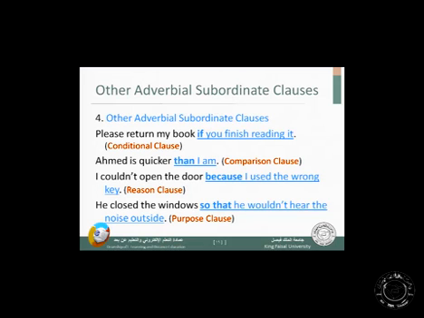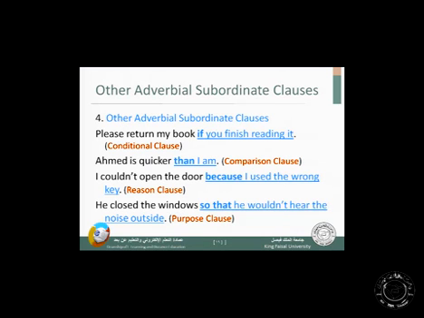The next example: I couldn't open the door because I used the wrong key. "Because I used the wrong key" is called a reason clause. It is subordinate, of course, and there is a subordinate conjunction, "because," and here this gives us the reason. So I couldn't open the door. Why couldn't the speaker open the door? Because he used the wrong key. This gives us the reason. The subordinate clause gives us the reason, and this is what we call reason clauses.